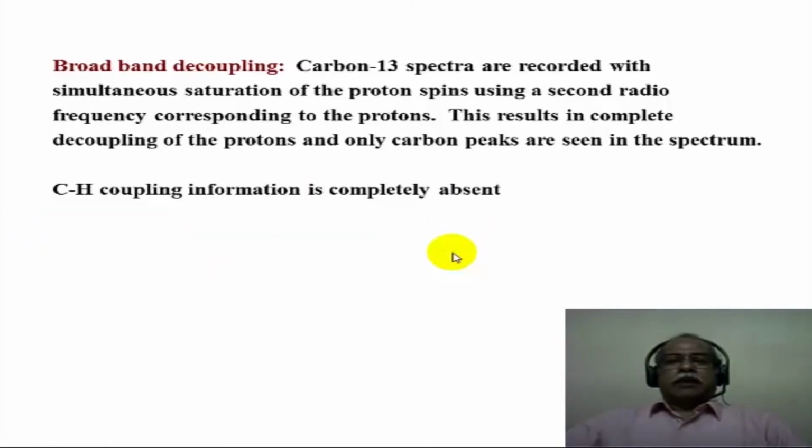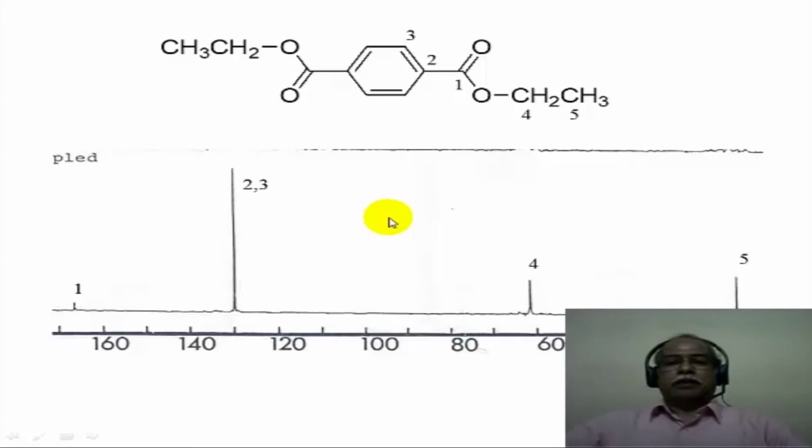Carbon-13 spectrum is normally acquired in the broadband decoupling mode. In the broadband decoupling mode, carbon-13 spectra are recorded simultaneously with the saturation of the proton spins using a second radio frequency corresponding to the proton. This results in the complete decoupling of the protons, and only carbon peaks are seen in the spectrum. The CH coupling information is completely lost in the process.